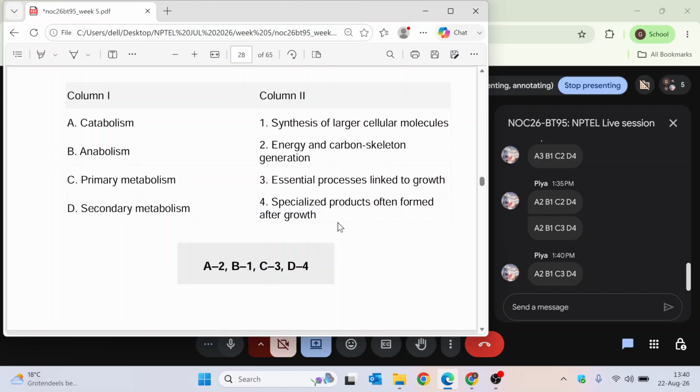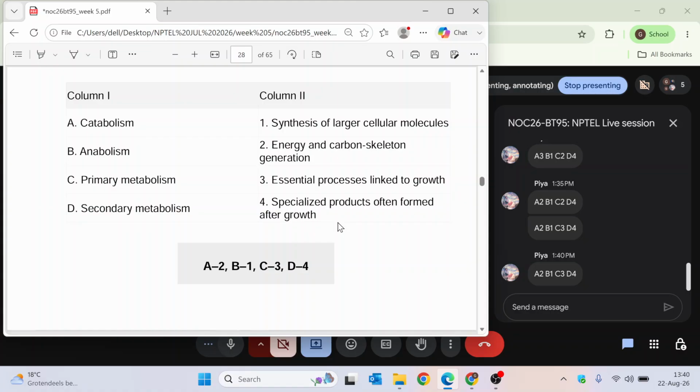Exactly. So we all know that catabolism is breakdown of molecules in the system, whereas anabolism is building up. So anabolism pairs with synthesis of larger cellular molecules, whereas catabolism is the breakdown of food or complex molecules into simpler molecules along with energy generation. When you break down, what you get is the carbon skeleton that is being generated, and this will be used for the anabolic processes to build new molecules. Similarly, you get energy in the form of ATP.